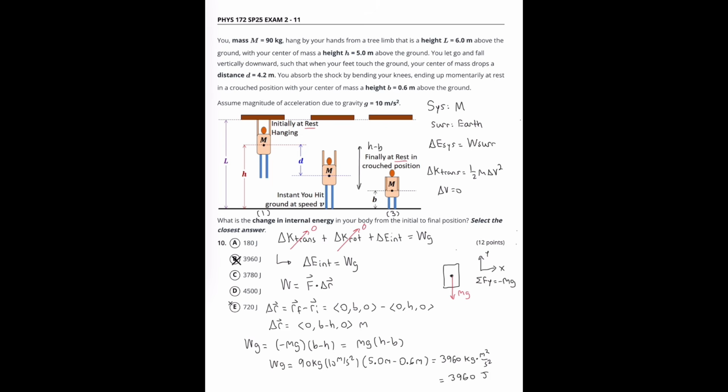And we know from our property from before that the change of internal energy is equal to the work done by gravity. Therefore, we can say the change of internal energy is equal to 3,960 joules. And this will correspond to answer choice B.